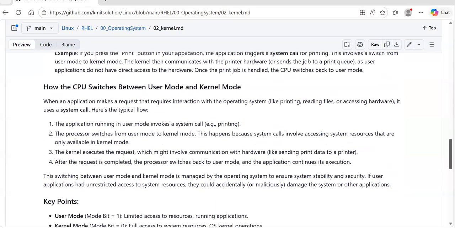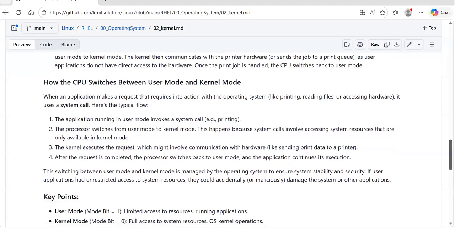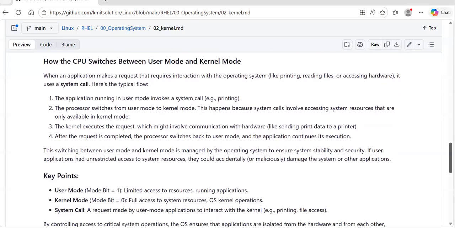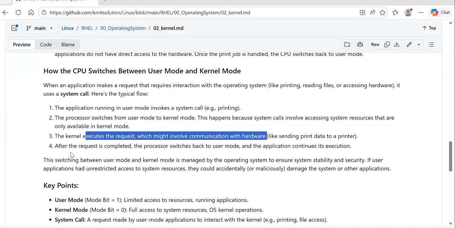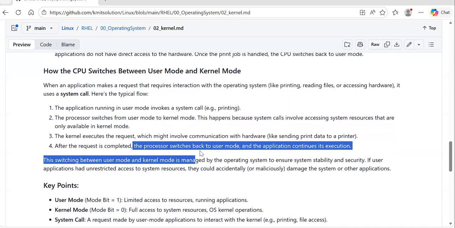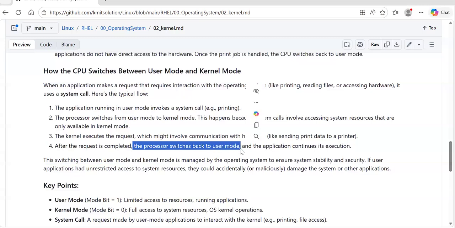Now, the application running in the user mode invokes the system call. The processor switches from user to kernel mode. This happens because system calls involve accessing system resources that are only available in the kernel mode. So kernel executes the request, which might involve communication with hardware. After the request is completed, the process switches back to the user mode.